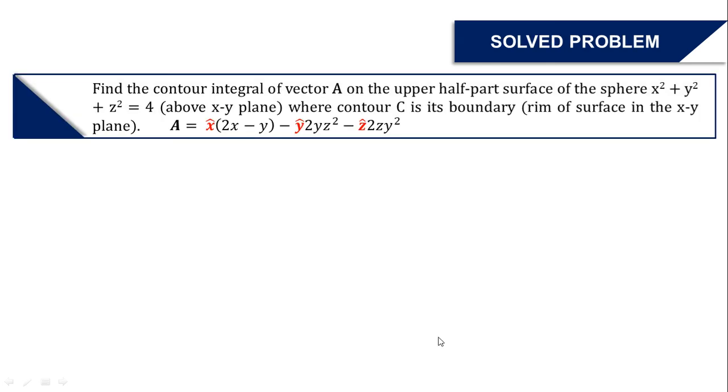Okay, nasa slide number 8 na tayo. Last na to, then we'll wrap up na. So, find the contour integral. So, ito na, pinahanap sa atin yung contour integral of vector A on the upper half part surface of the sphere, x squared plus y squared plus z squared is equal to 4. It is above the xy plane, where the contour C is its boundary. Kumbaga, yung rim of the surface is in the xy plane. So, yung vector A natin is equal to x hat 2x minus y hat 2yz squared minus z hat 2zy squared. So, yan yung ating given.